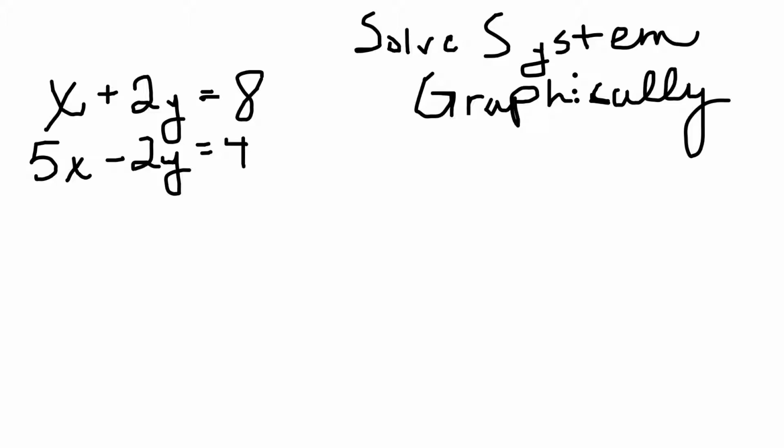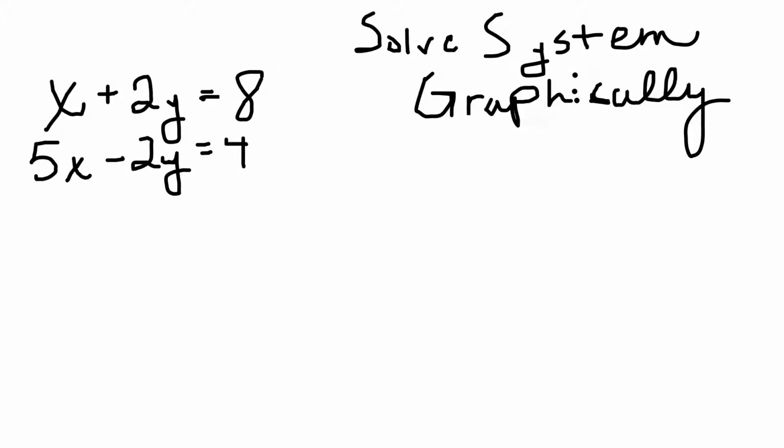Now, they're both lines, so I know that if they intersect, they're only going to intersect at that one spot because they're lines. The only alternative is if they actually turn out to be the exact same line, and in that case, they intersect in infinitely many places. But that's not going to be the case here.